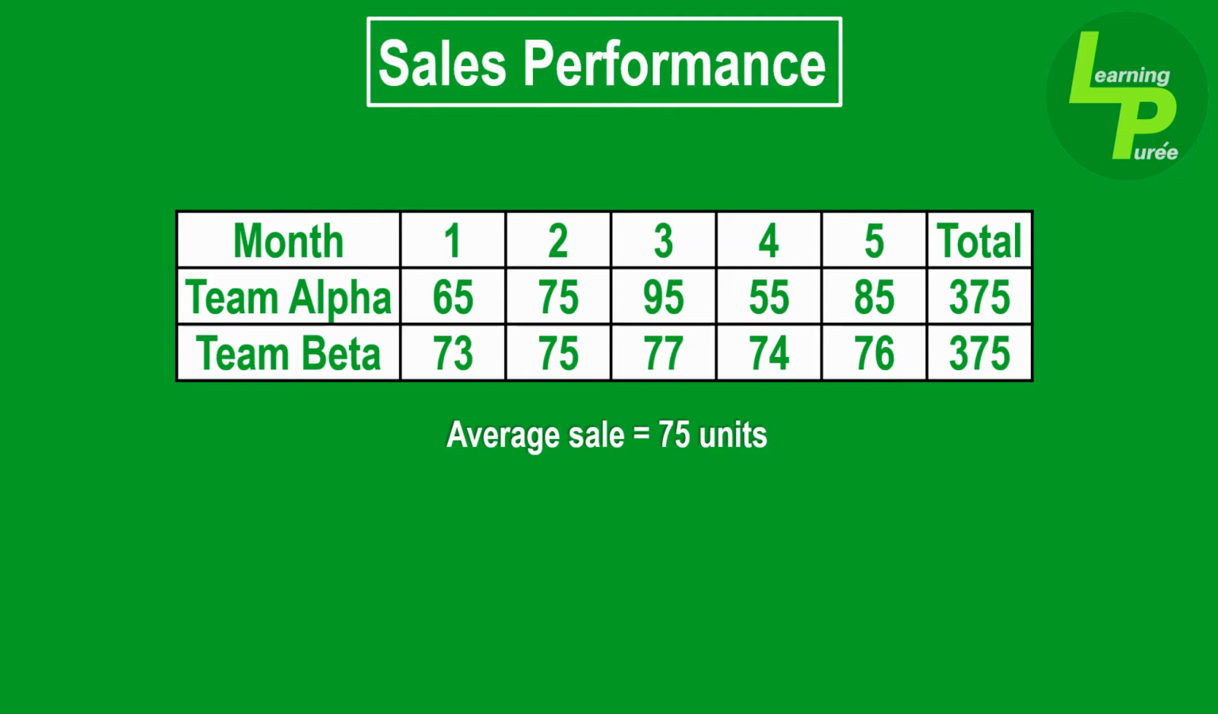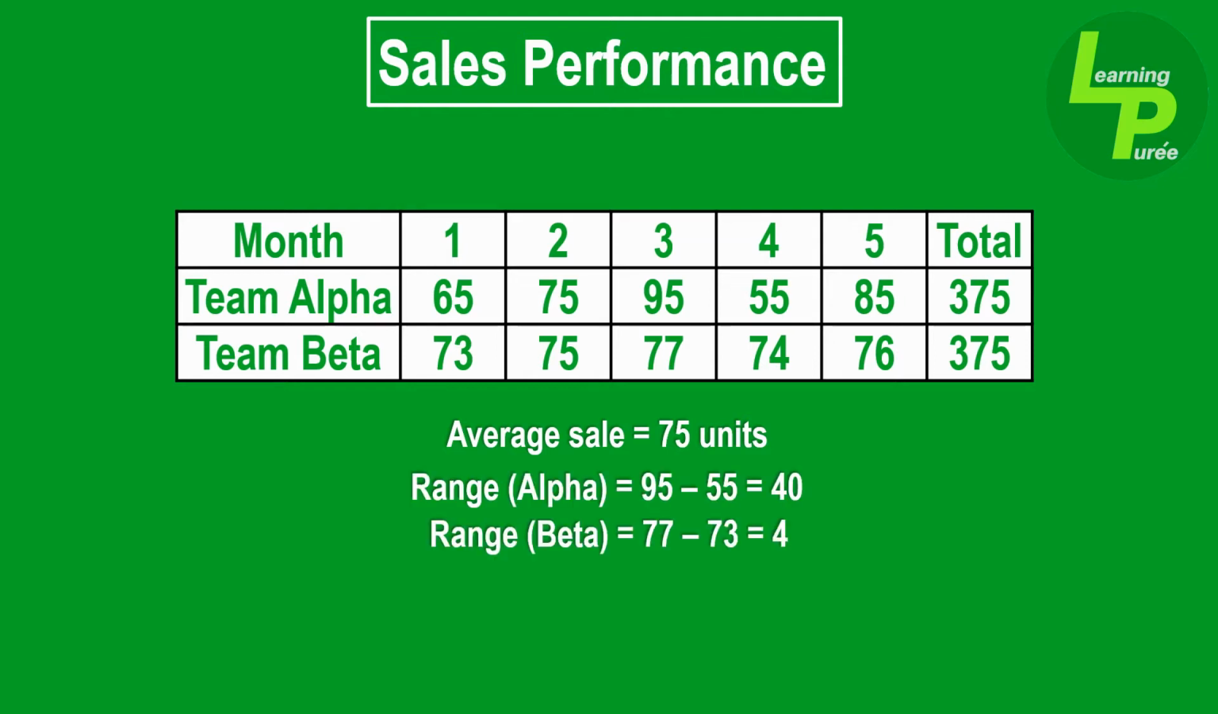Let's look at the range, which is a simple mathematical difference between the highest value and the lowest value in the dataset. For team Alpha, this comes out to be 40, and for team Beta, this is 4. The range is 10 times higher for team Alpha than team Beta. Now this is something very interesting. Let's do one more thing.